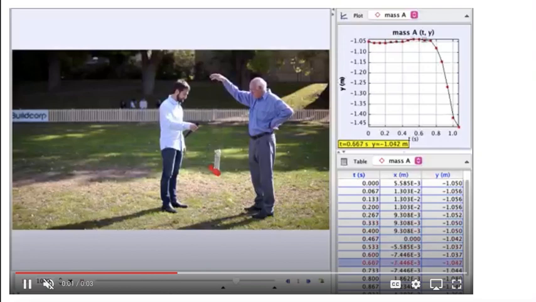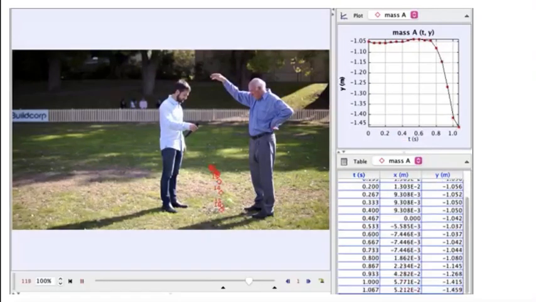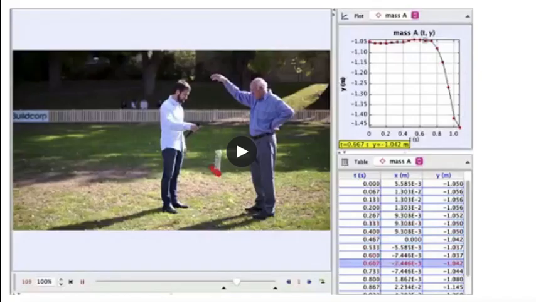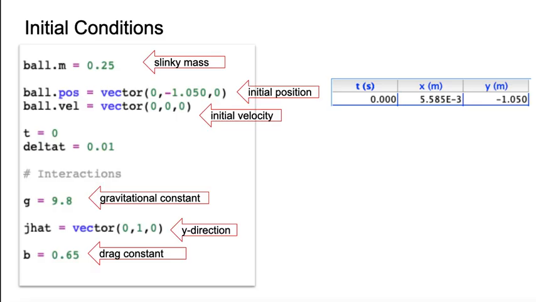So we observe a slinky falling, and we will extract our data and create a computational model to predict the motion of the slinky. So first in our code, we must input our initial conditions. So we want to put our mass, which is measured, our initial position, which we can extract from our Tracker data, and our initial velocity, which we know is 0.